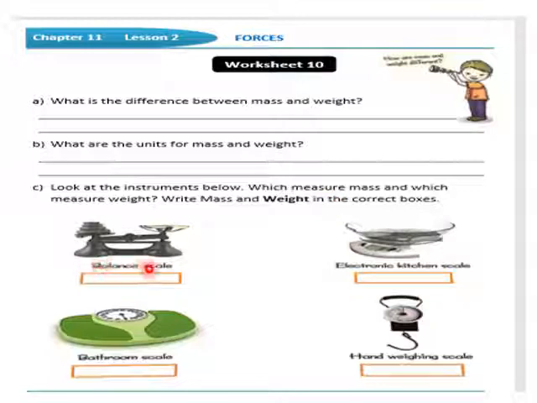So the first one is a balance scale. The second one is an electronic kitchen scale. The third one is a bathroom scale. And the fourth one is the hand weighing scale. I think it's really easy. You can do this, guys.